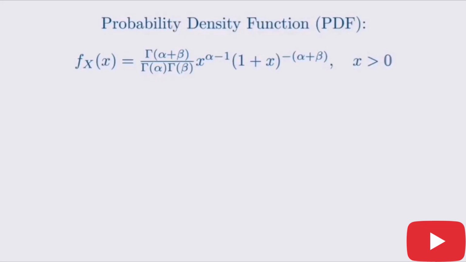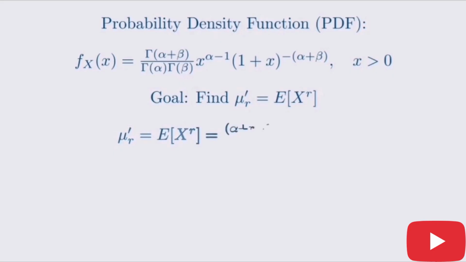Let's start with the probability density function, or PDF, provided here. This function describes how the probability is distributed for values of x greater than 0. Our goal is to find the expected value of x raised to the power of r. We want to show that the rth moment equals the product of alpha plus r minus 1, alpha plus r minus 2, down to alpha, all divided by the product of beta minus 1, beta minus 2, down to beta minus r.